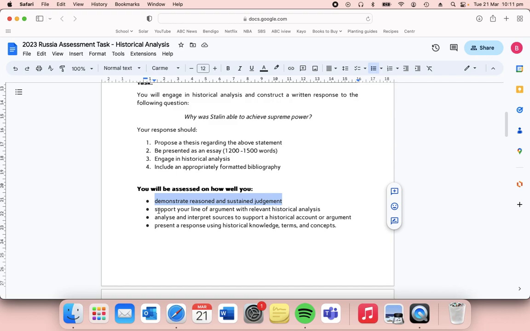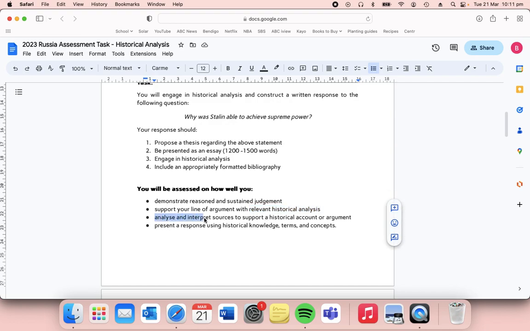Okay. Support your line of argument with relevant historical analysis. Again, that's your historical knowledge and analysis of that knowledge. Right. Going, yes, his role as General Secretary was important, but why? Analyze that historical knowledge, okay, that historical fact. Give me a good rundown of why that General Secretary position enabled him to achieve supreme power, and you're ticking that box. Analyze and interpret sources to support a historical account or argument.